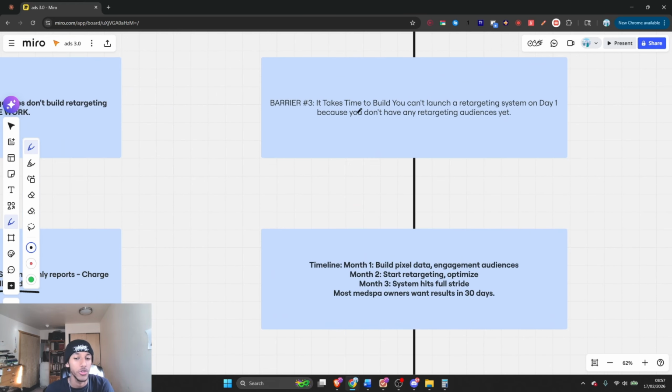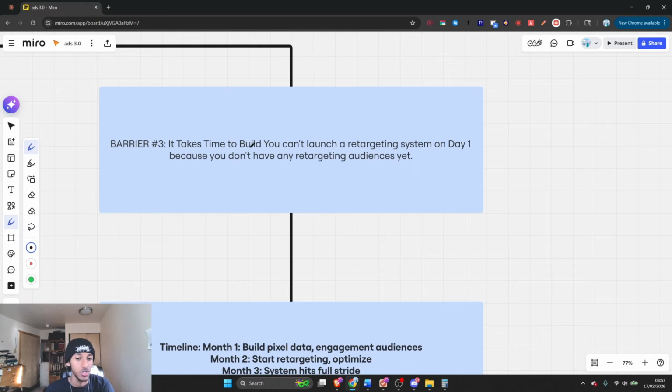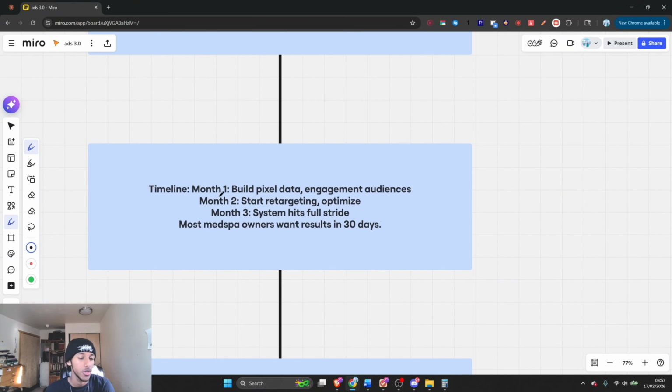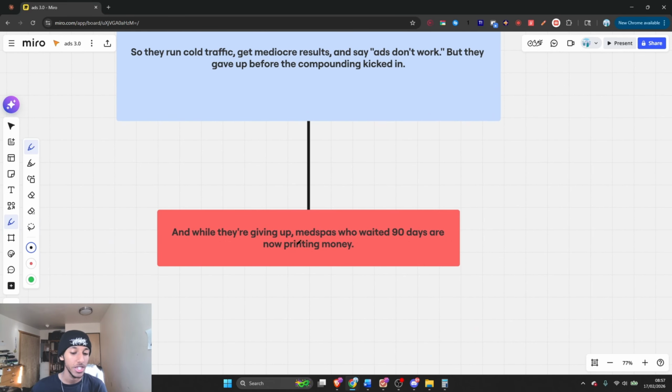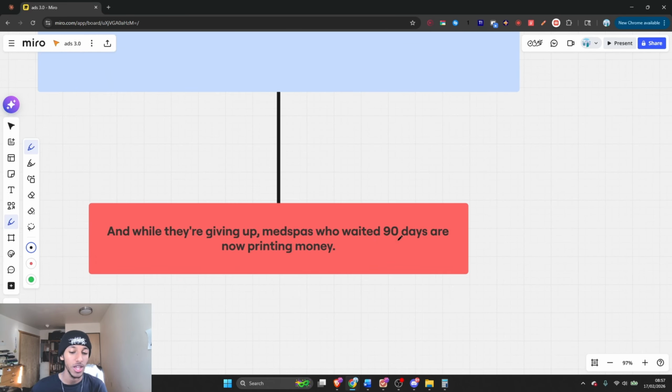Barrier 3, it takes time to build. You can't launch a retargeting system from day 1. It's impossible because there's nothing to retarget, since you don't have any retargeting audiences yet. Month 1, you have to build the pixel data. Month 2, you start retargeting. Month 3, the system hits full stride. Most med spa owners want results in 30 days. So they run cold traffic, they get mediocre results, and they say, oh, ads don't work. But they gave up before compounding kicked in. And while they give up, most med spas who wait 90 days are now printing money.